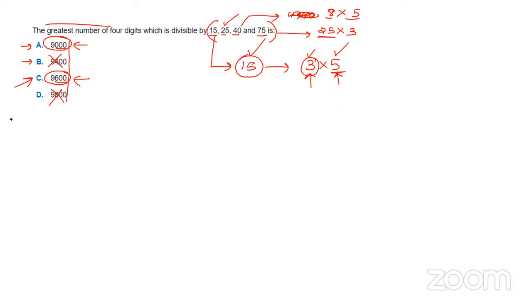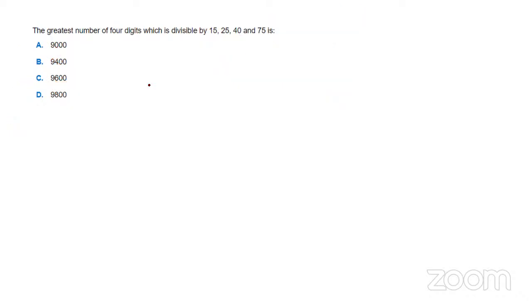Utilize the data you have in the question. Use it wisely to eliminate the options by using the divisibility rule or whatever you feel is convenient here. Correct? That's one of the best approaches you can use. Another approach is the conventional approach: the greatest 4-digit number divisible by these numbers.